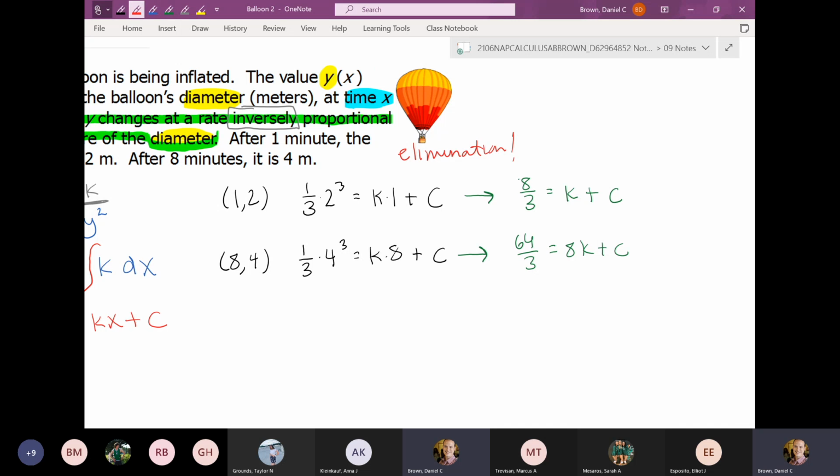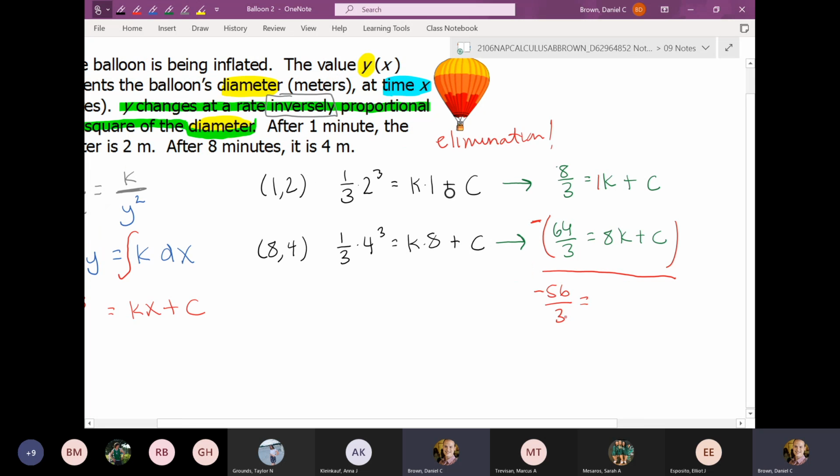Again, elimination or substitution. I'm going to subtract one from the other. So I have 8 minus 64, negative 56, and that was in thirds. 1k minus 8k is negative 7k. And then, as expected, the c's subtract out. When you divide both sides by -7, it becomes positive. 56 divided by 7 is 8, and we still have the thirds there. So we get k is equal to 8/3.